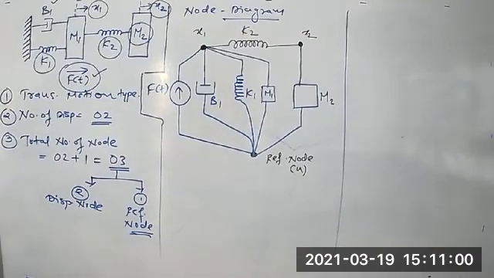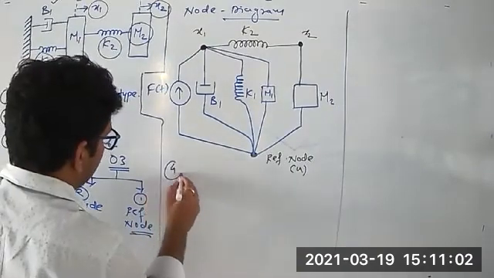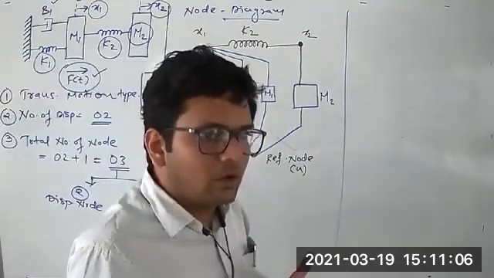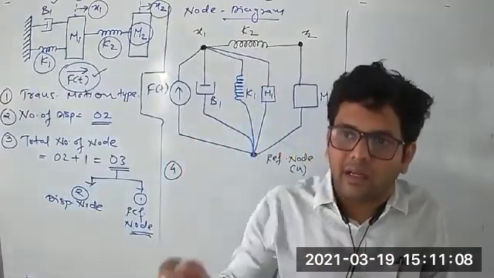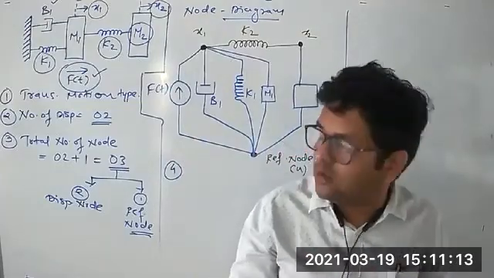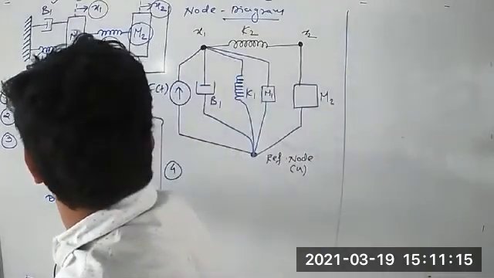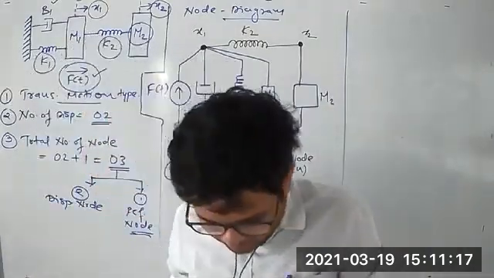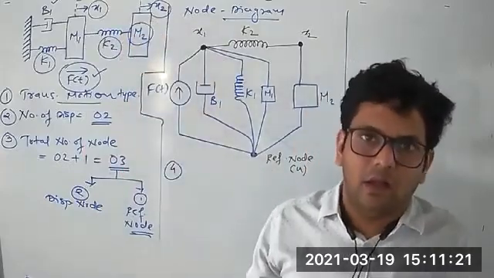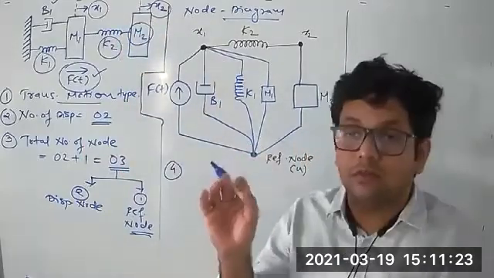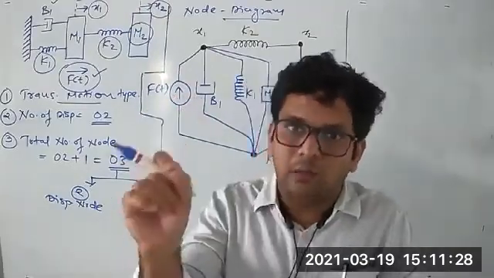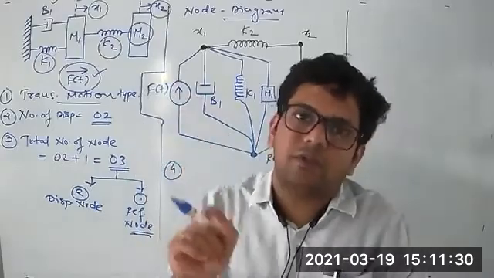Now step number 4. In step number 4, we need to write the equation of force, or you can say torque, at equilibrium condition corresponding to each displacement node. Now, from the nature of the input mechanical system, we know that the type of mechanical system is translatory. That is the reason we need to write here the equation of force at equilibrium condition at each displacement node.